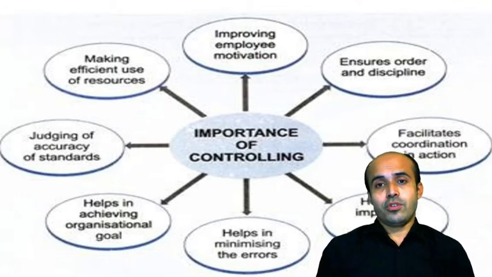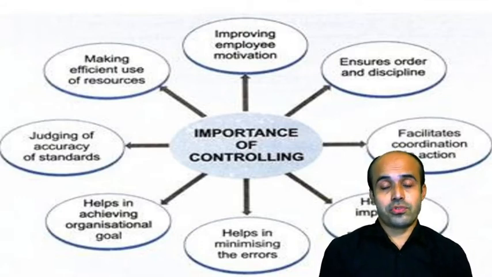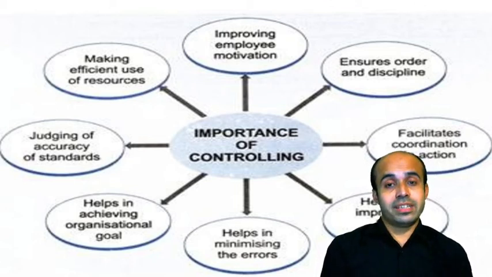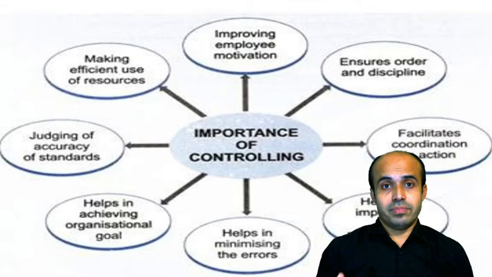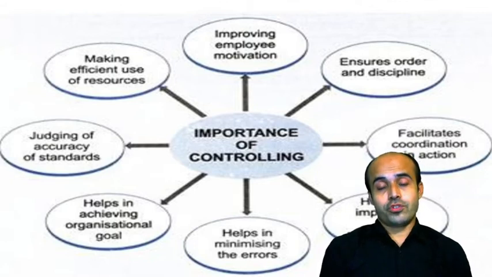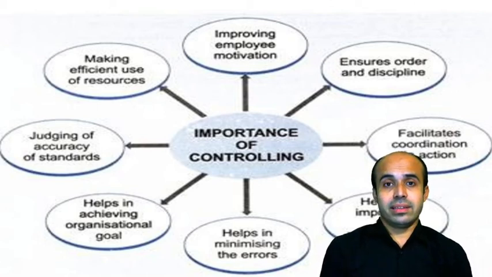Another importance is ensuring order and discipline. Yes, if there is a controlling system, then nobody will try to miss or disturb the law and order of the organization, because the controlling will be strictly applied. Then the organization and all the activities will go on very smoothly.